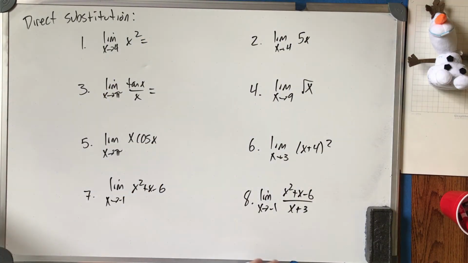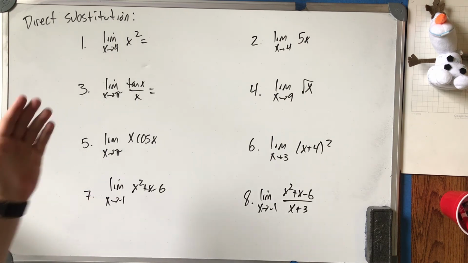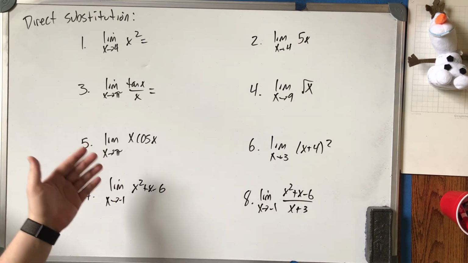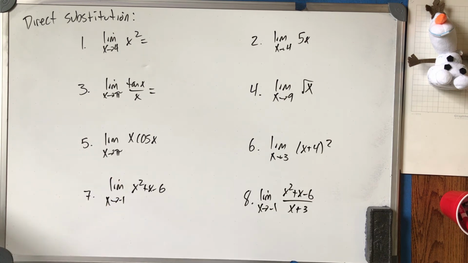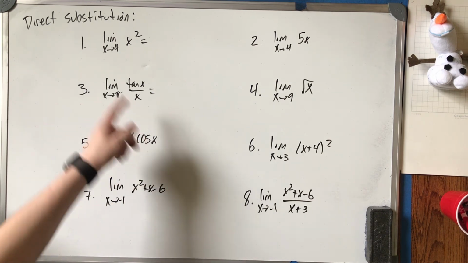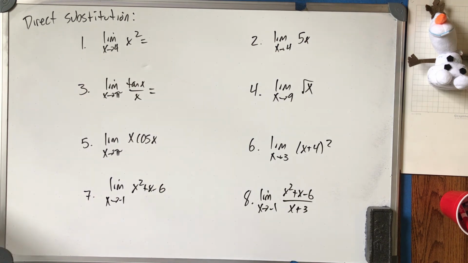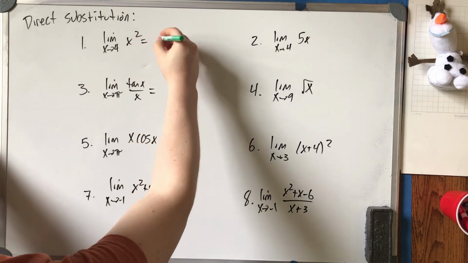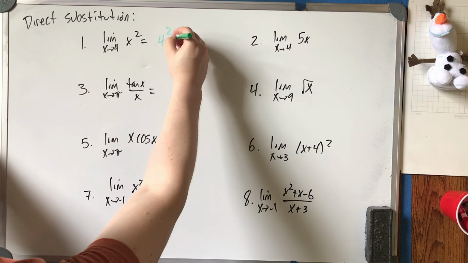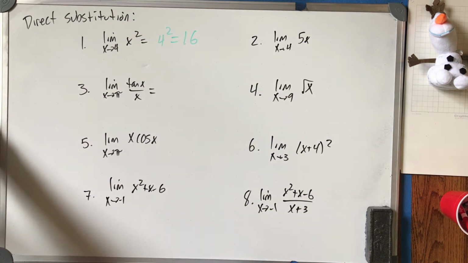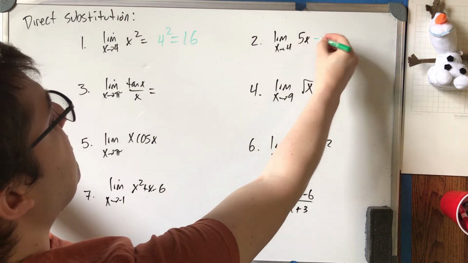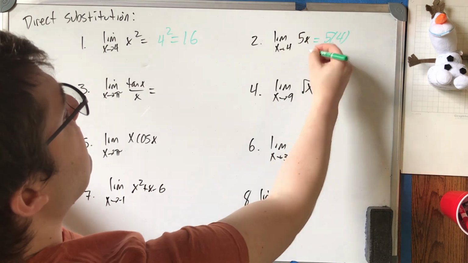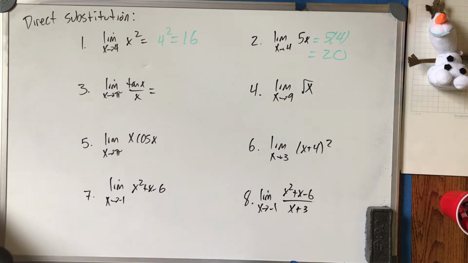So one of the easiest ways of evaluating limits is with something called direct substitution, which basically means that as long as the graph is continuous, and we can direct substitute in without getting any sort of domain violations, that actually is what the limit will equal. So for this first one, limit as x approaches 4 of x squared, I can literally just take 4 and plug it in there, so I get 4 squared. So this limit will equal 16. Same thing over here, plug this in, I get 5 times 4. This limit is going to equal 20.